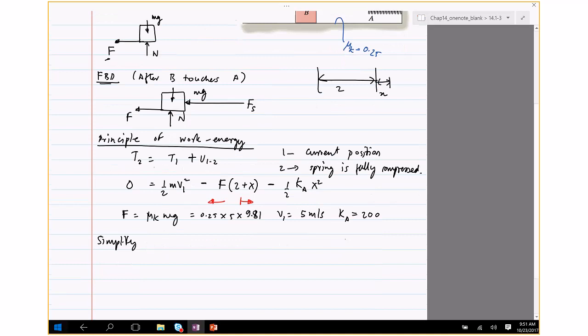Give me like 30 seconds. I'll just write it down. Simplification gives me 100x squared plus 19.62x minus 60.76 equals 0. If you solve this quadratic equation, you get two roots. You only choose the positive root. That root is 0.6875 meters. This is the positive root. So that is the answer.